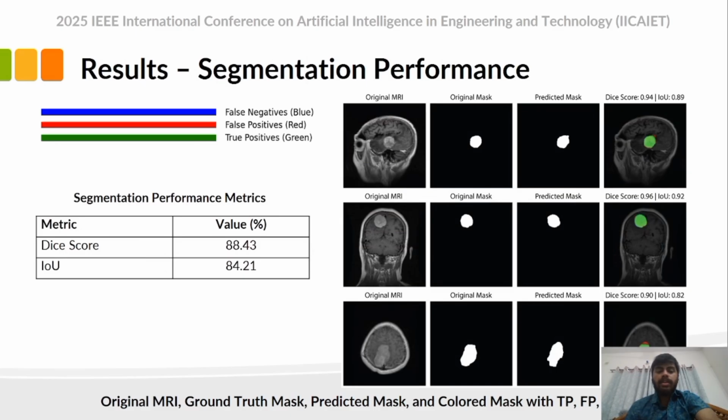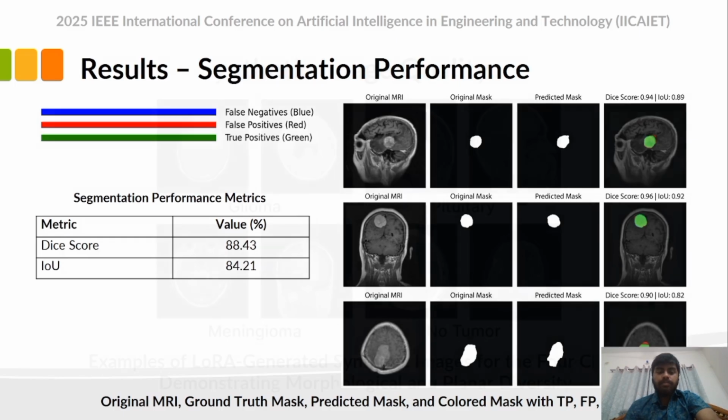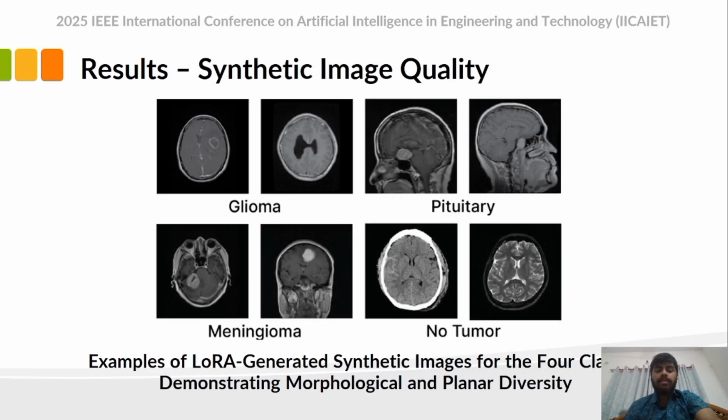Now for our results, our UNet model was very successful at finding tumors, achieving a Dice score of 88.43%. As you can see from the images, the predicted outlines are very accurate. The artificial images we created with Flux and LoRA are high quality and look very realistic.